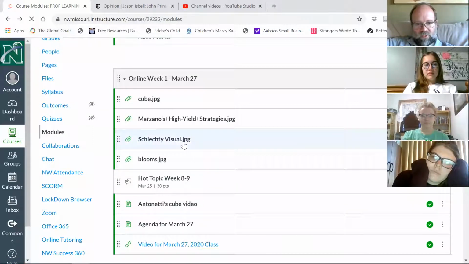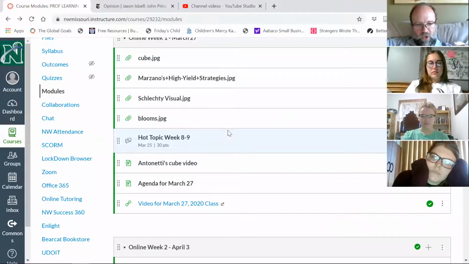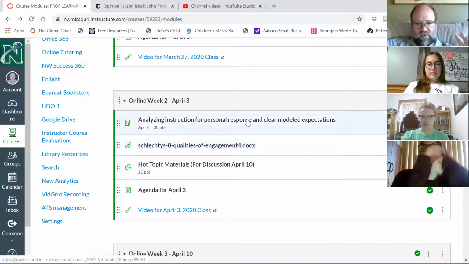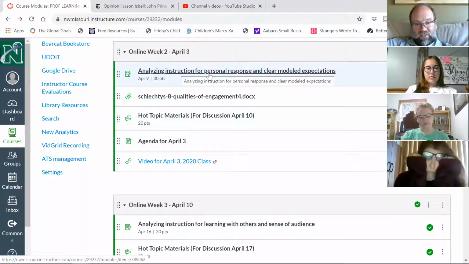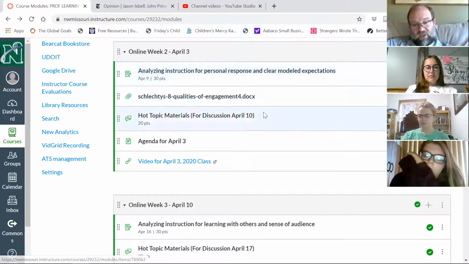What I'm going to do now is put you into some smaller groups, hopefully about 3 people in each group. A couple things to focus on. I'm hopeful that you were able to complete the analyzing instruction protocol for personal response and clear model expectations. First thing I'd like you to do in your smaller groups is share what you saw for both of those components in the lessons that you observed.